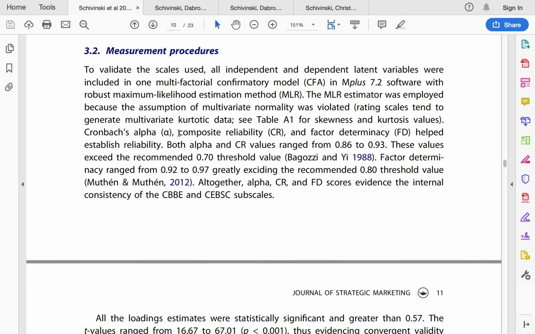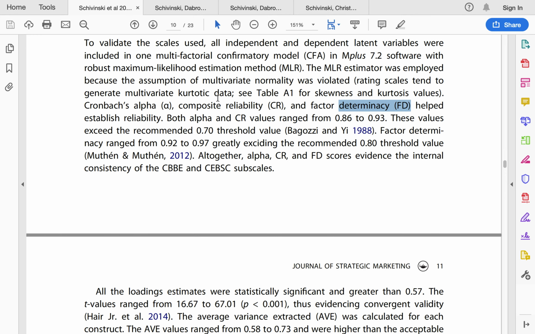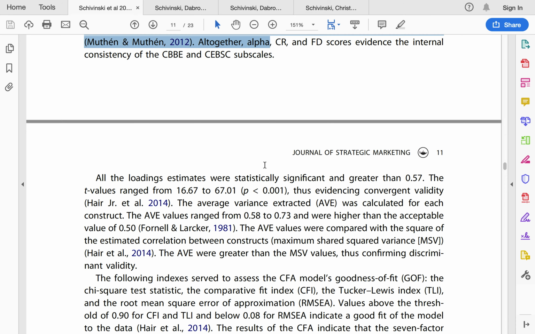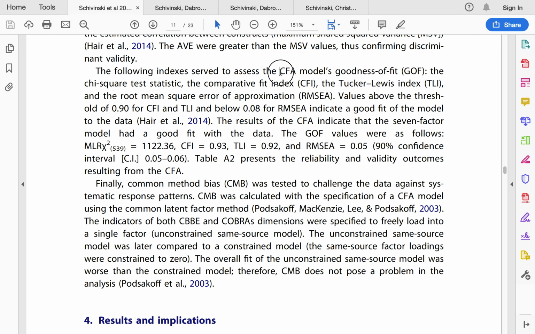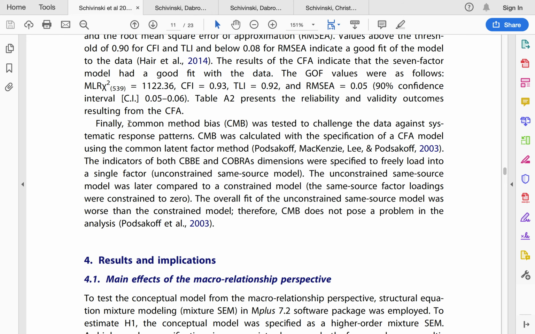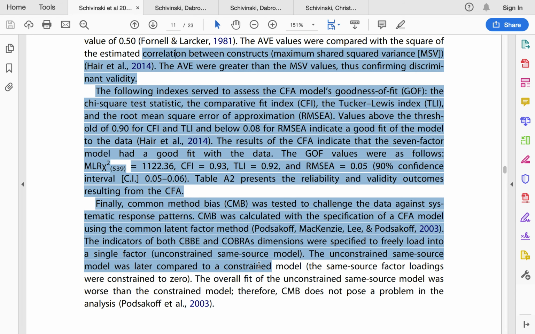Measurement and procedures. So a CFA was used, tested for kurtosis and skewness, Cronbach's alpha, reliability, factor determinacy. So pretty much I'm saying what was used. The loadings, I'm talking about average variance extracted. I'm talking about the tests for that. I'm talking about the model fit for the CFA. I'm talking about common method bias. You don't need that, but I'm just showing here the procedures.